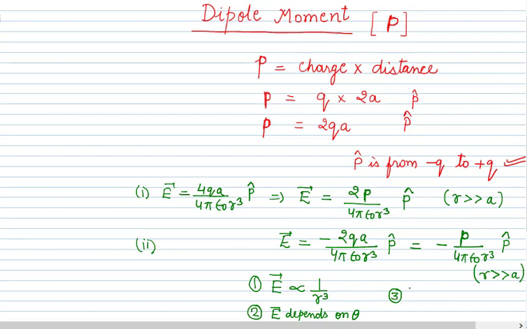Third point is that if the two charges of the dipole are at zero distance, that means our charge plus Q and minus Q are at the same point, then we can call them a point charge, and the dipole moment P is equal to Q into 2A. The distance becomes 0, the charge becomes the point charge, and the value of P is finite. Our dipole moment is finite, and we call it a point dipole.